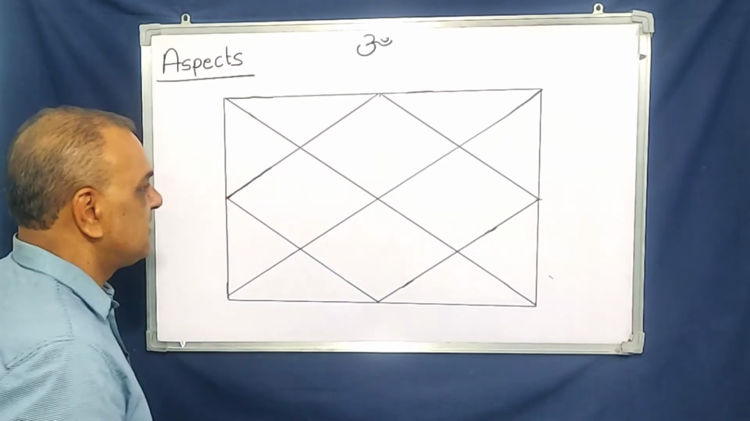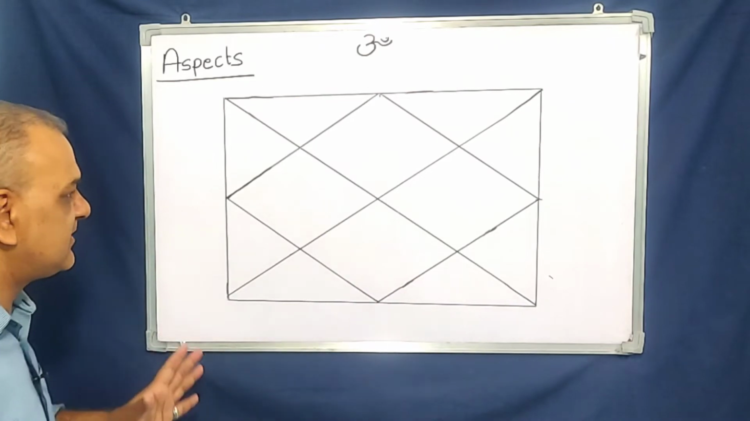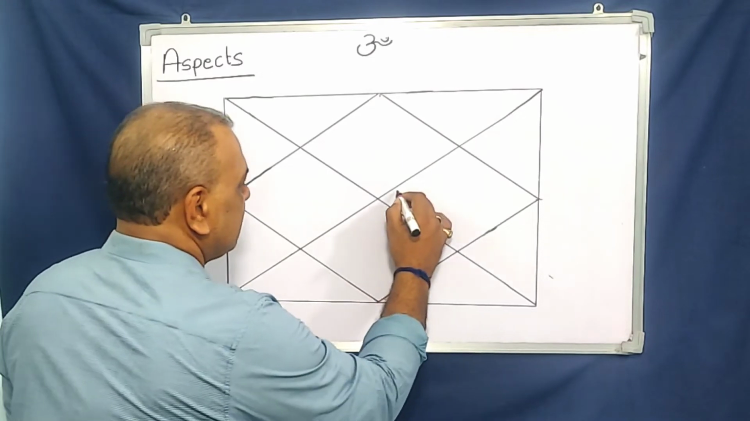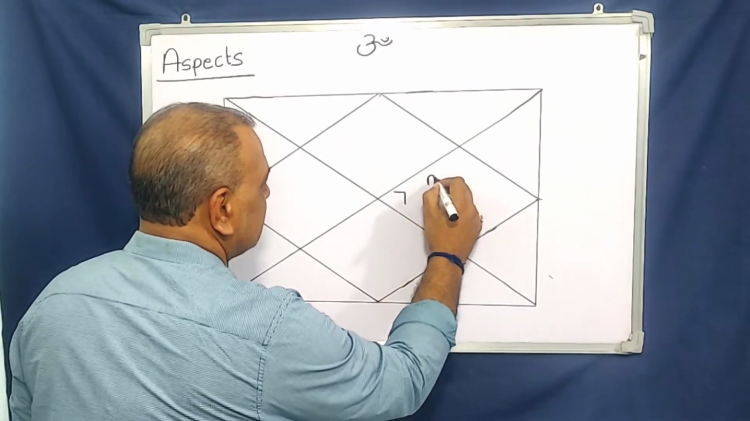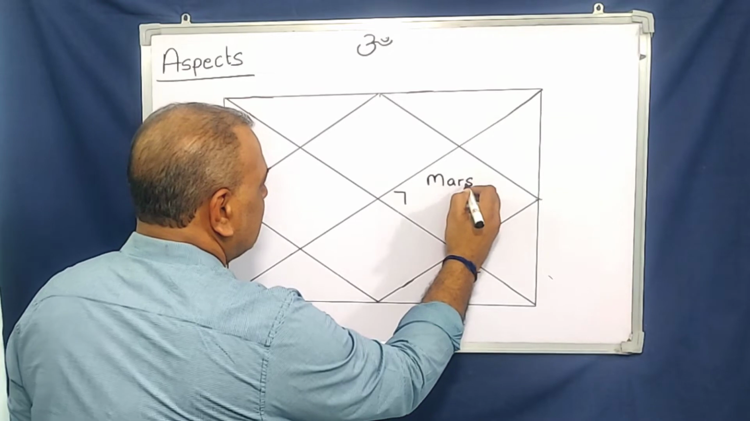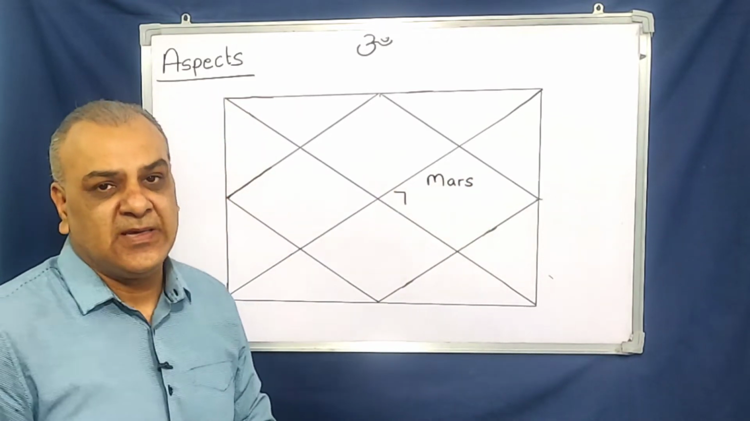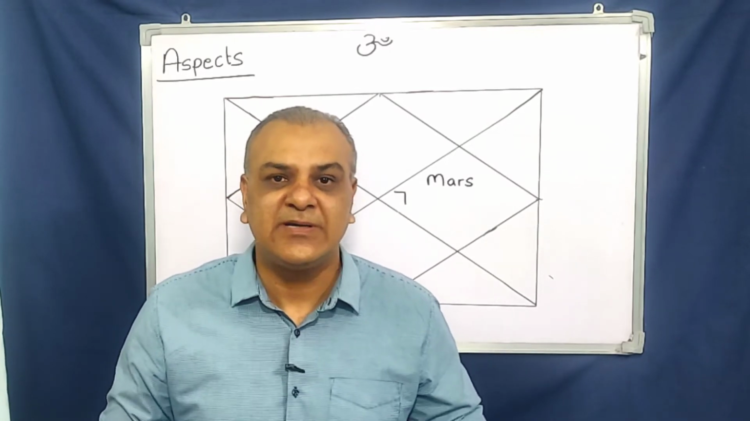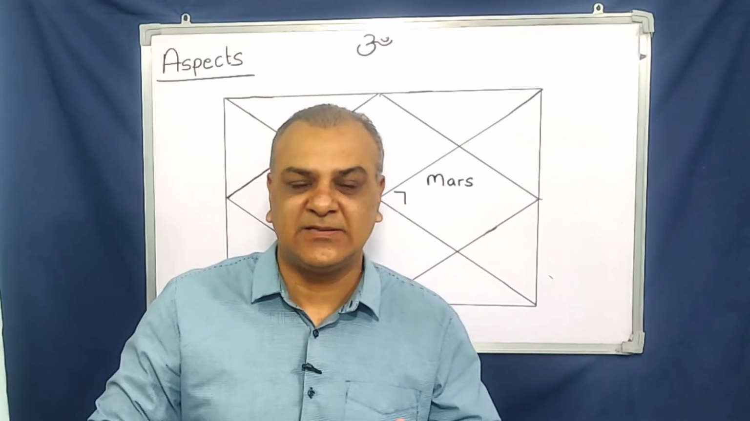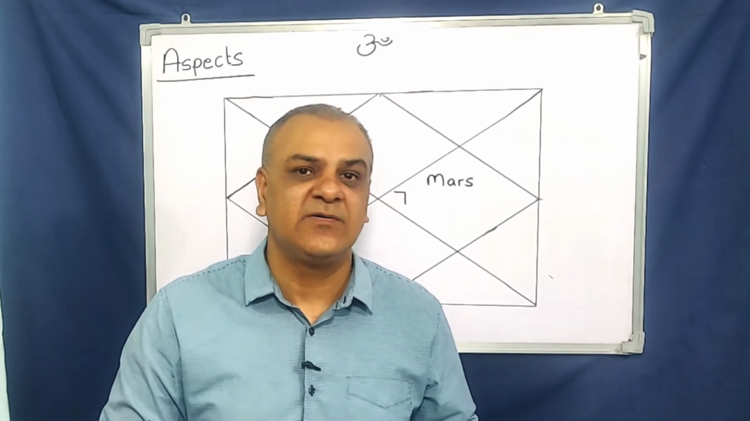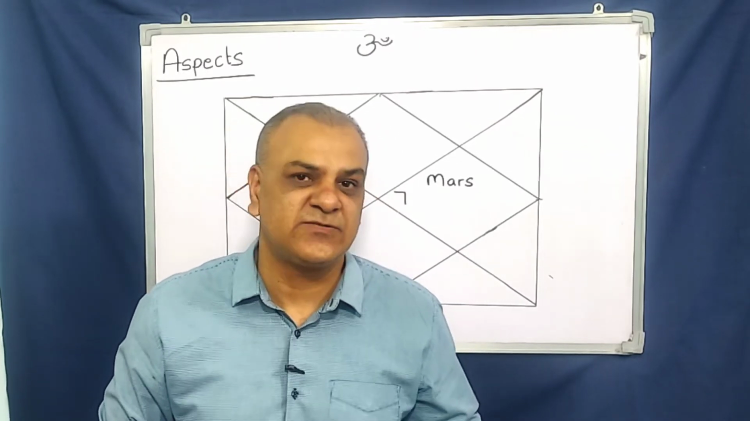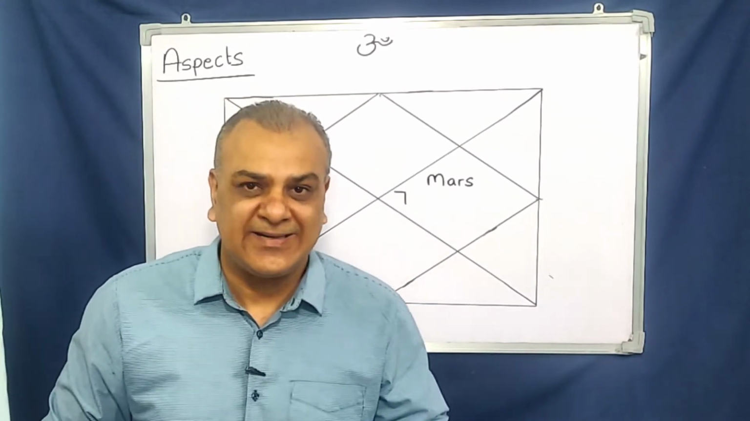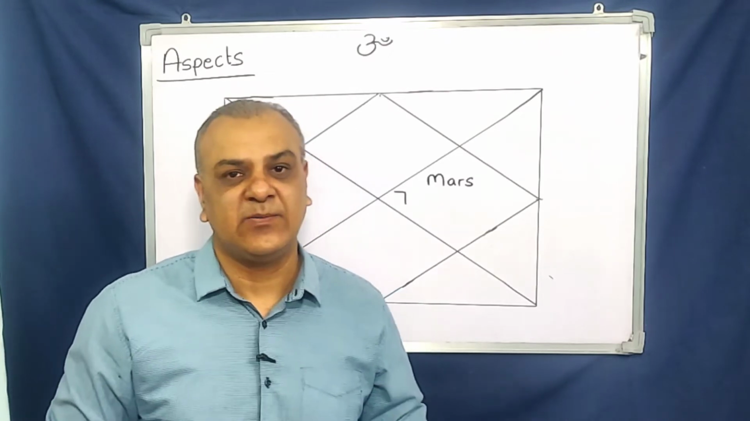Let's begin. I've taken an example of a chart. Let's say here it is number 7 sign and Mars is placed here, and Mars here is in direct motion. It is not retrograde. For retrograde, certain rules are different for the aspects that I will cover in the next video or in the coming videos. So today I'm going to talk only about direct planets who are direct in motion.